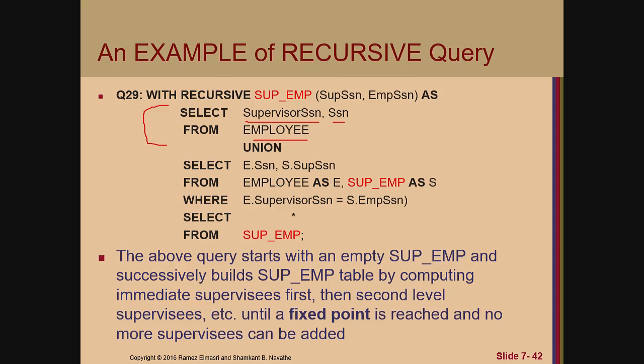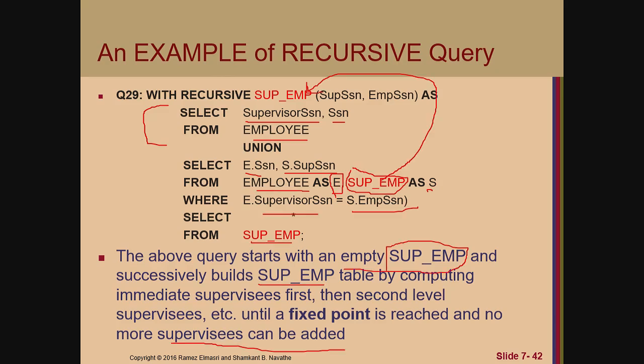Union with ESSN and SUPSSN from this. It is a very complex one, the recursive query, right? They use this one here to retrieve data from the new data that was just inserted in the table. So it's not easy to imagine, but you have to try by yourself. But I will help you with your homework a little.